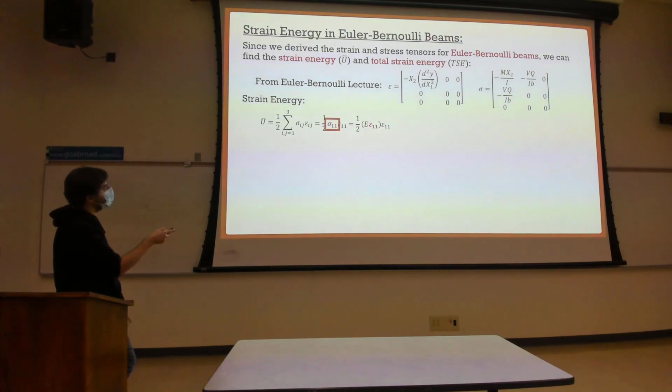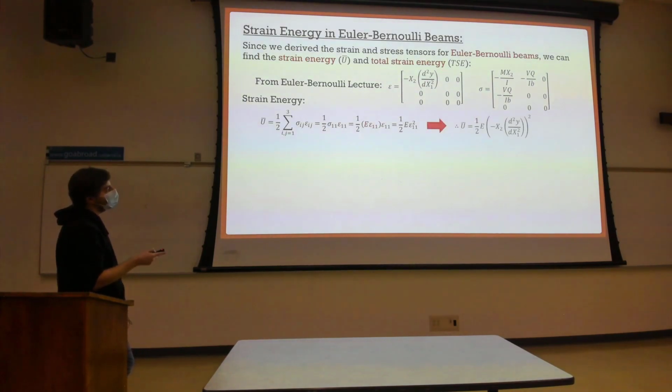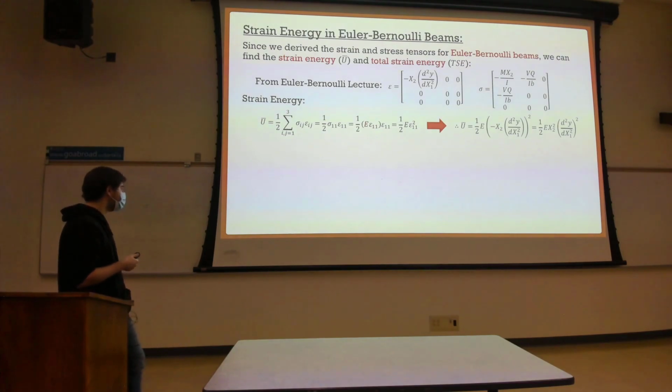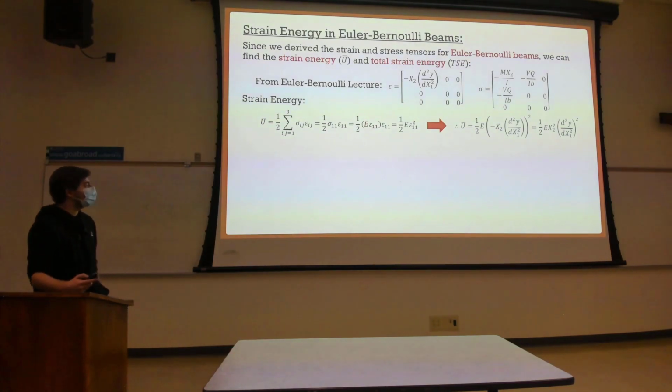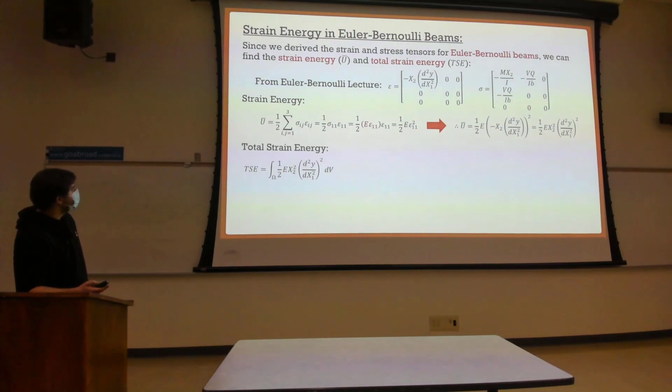We know that for a uniaxial case, we can have sigma equal E times epsilon 1,1. So the exact same thing as before. The difference is the definition of epsilon 1,1. We know that's equal to 1/2 of E times this squared, or we can simplify it into 1/2 of E x2 squared and then multiplied by the derivative squared. It's a mouthful to say. It's not fun. So then we are going to integrate it over our domain to get our total strain energy, and it's going to be almost identical.